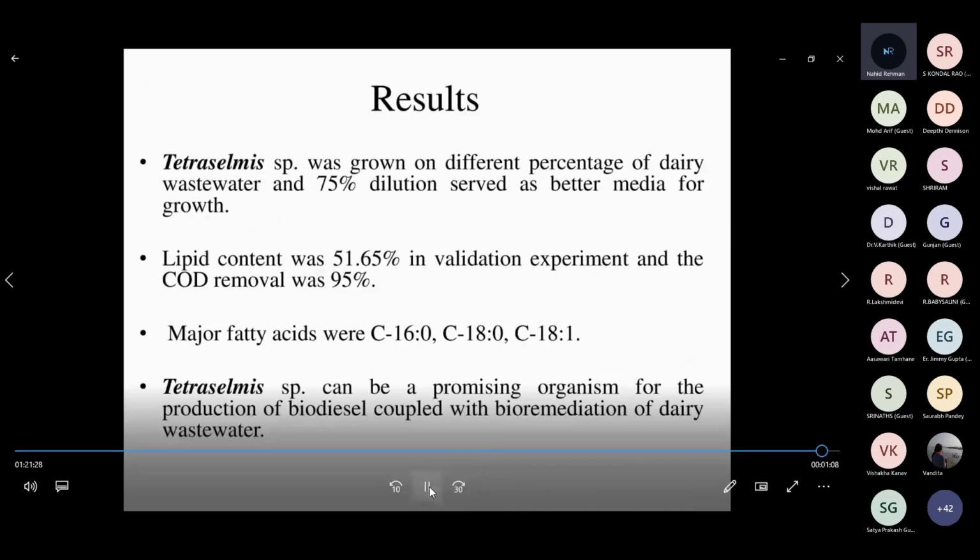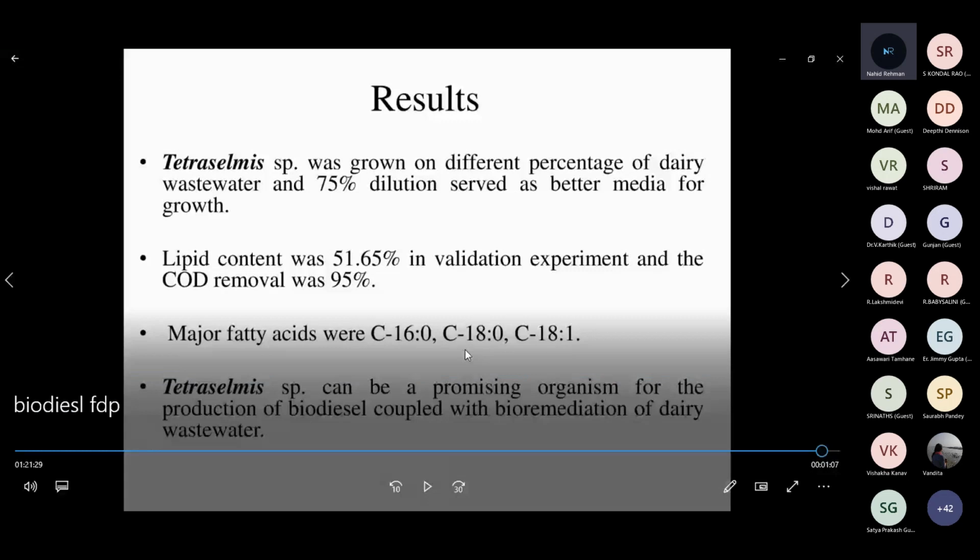So you see here that majorly the fatty acids present in the esters are either C16, C18 or C18:1. This is showing the point of unsaturation. So finally we obtained that 75% dilution of the dairy powder was the optimal media for its growth.